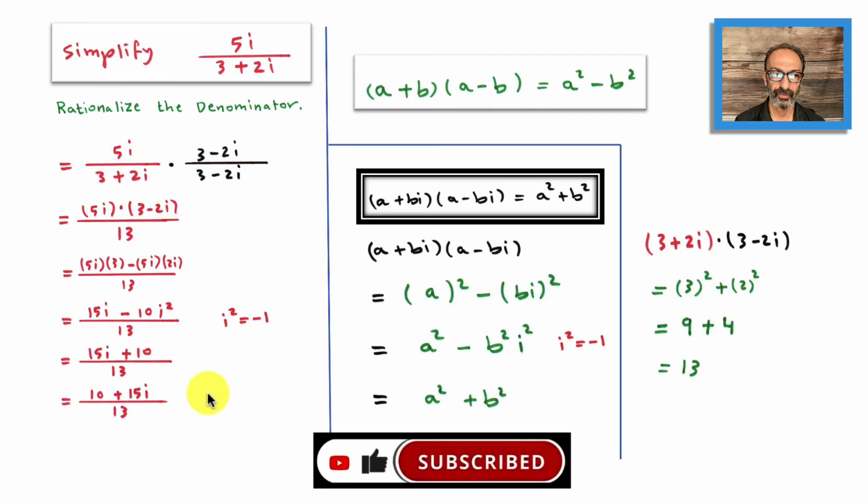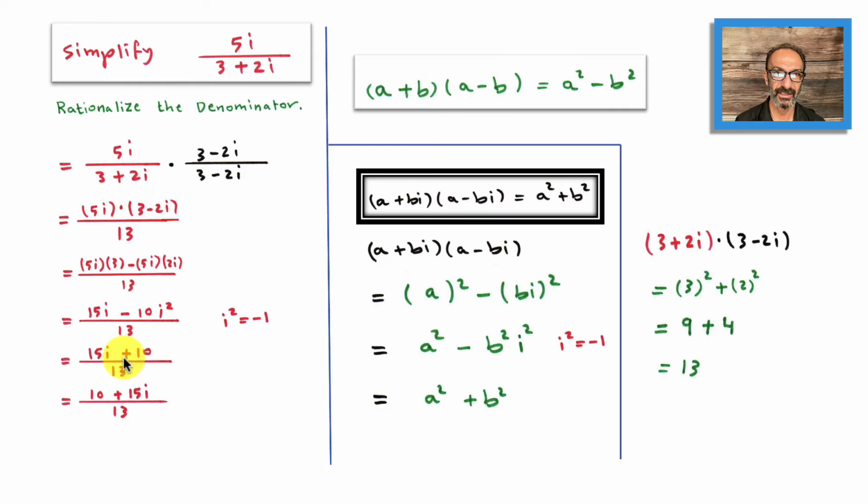Rearrange. Instead of writing 15i plus 10, I'm going to write 10 plus 15i. Split them into two parts, the real part and the imaginary part, so you could see it as a complex number. And that should do it. So division has a lot of steps, as you could see, but you've got to be careful with the minus sign and use of this when you apply the conjugate.